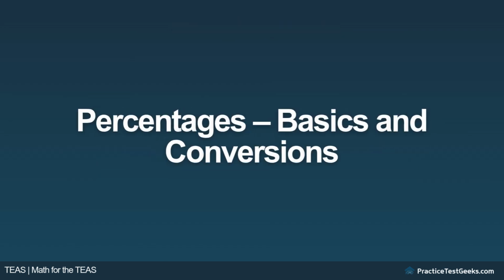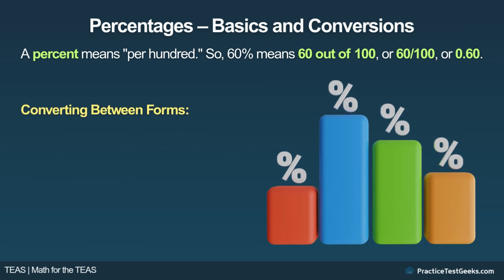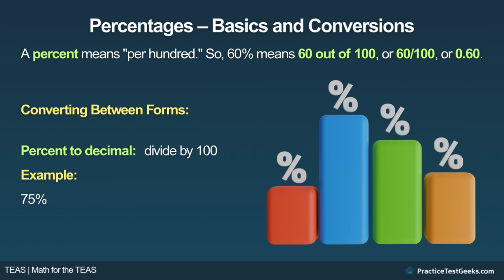Next, let's break down how percentages work and how to easily convert between forms. A percent simply means per 100. So when you see 60%, that means 60 out of 100. You can also write it as a fraction, 60/100, or as a decimal, 0.60. Now here's how to convert between forms. To go from a percent to a decimal, divide by 100. For example, 75% becomes 75 divided by 100, which equals 0.75.